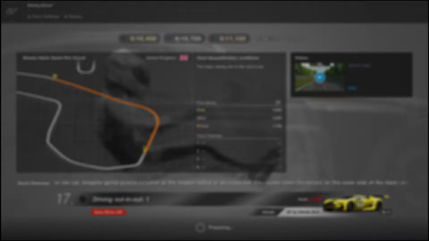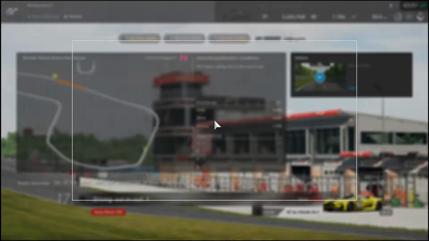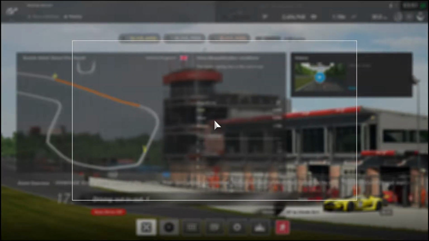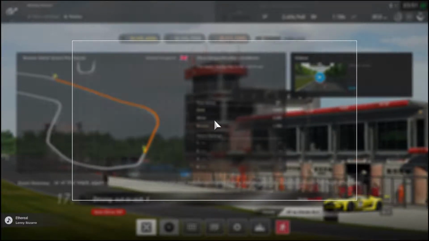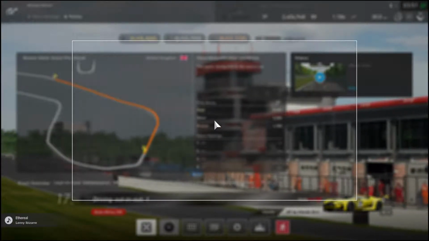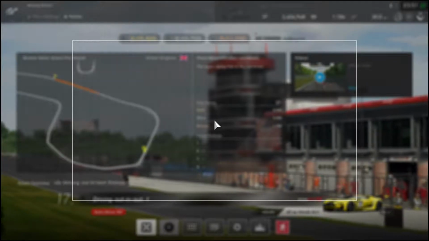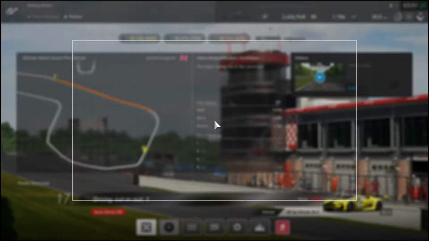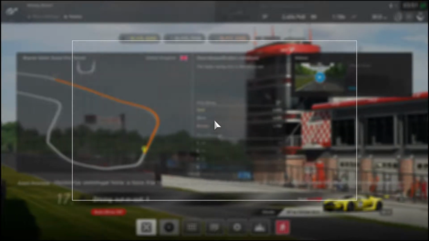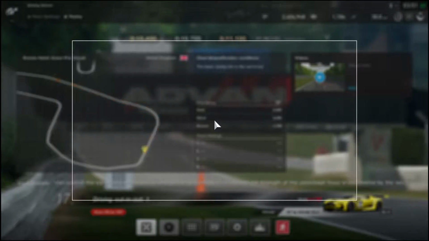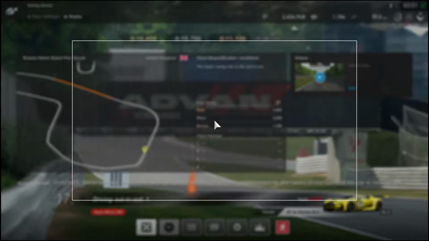A car that is turning is affected by centrifugal force, a force that tries to push the car outwards towards the outside of the turn. When speed is constant, the strength of the centrifugal force is determined by the radius of the turn that the car is making. This also means that as the car's turning radius becomes bigger, there is less effect from centrifugal force on the car.